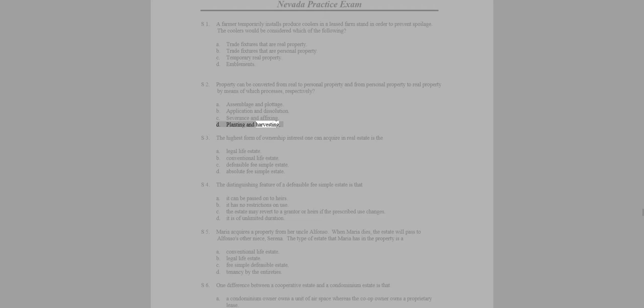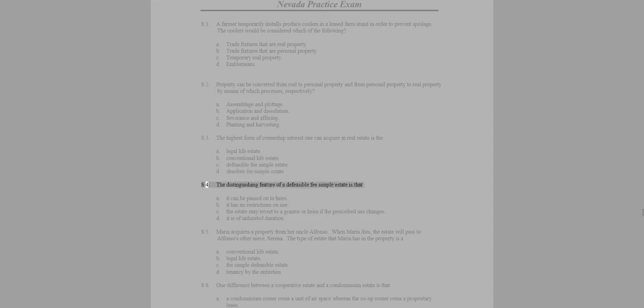S3. The highest form of ownership interest one can acquire in real estate is the A. Legal life estate. B. Conventional life estate. C. Defeasible fee simple estate. D. Absolute fee simple estate.